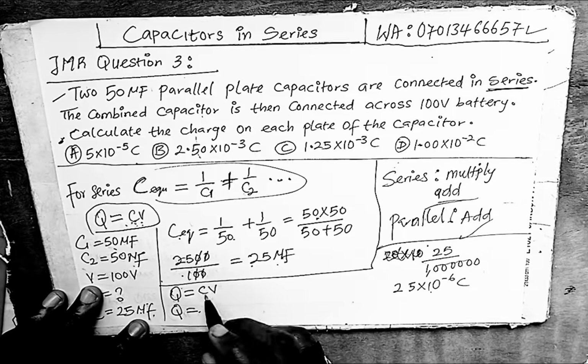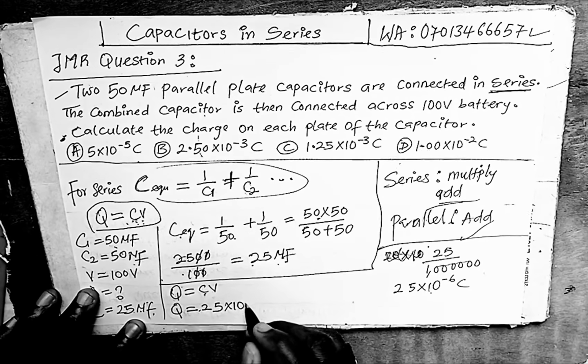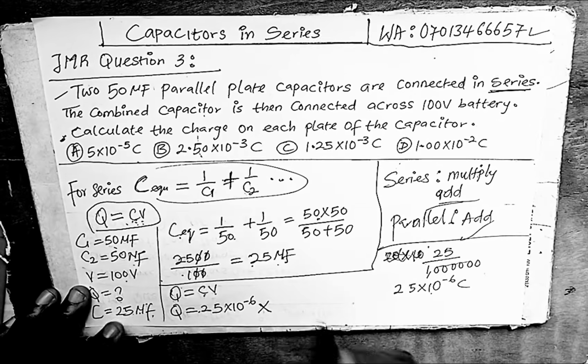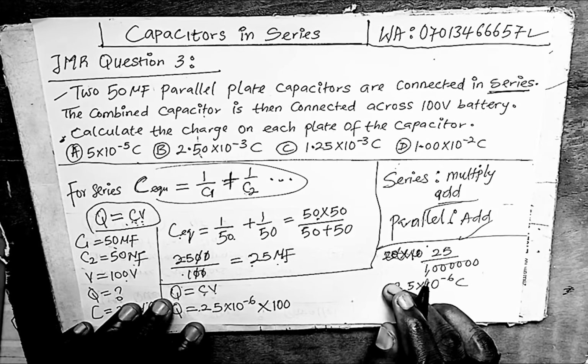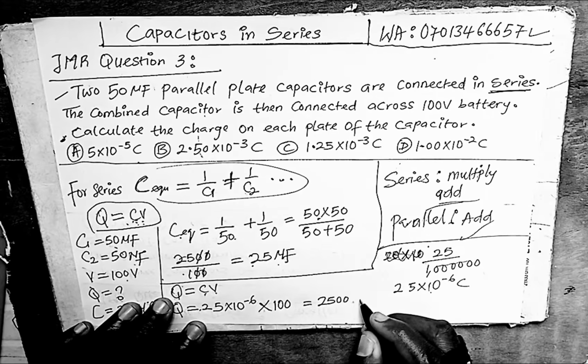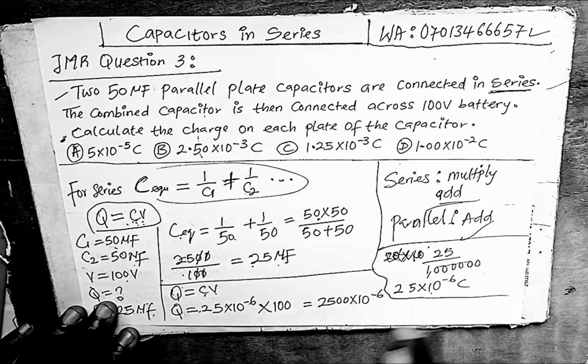Q will be equal to what? What is C and V? C is 25 times 10 raised to power minus 6. Times V, which is 100 volts. And that will give us, when you times it, 25,000 times 10 raised to power minus 6.